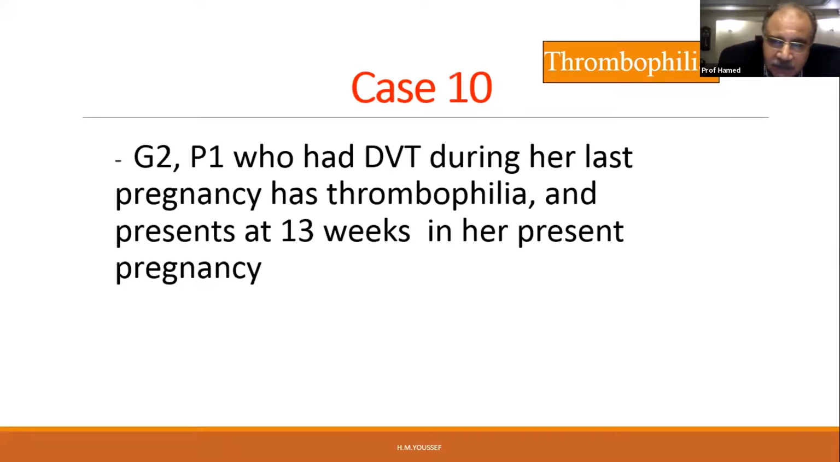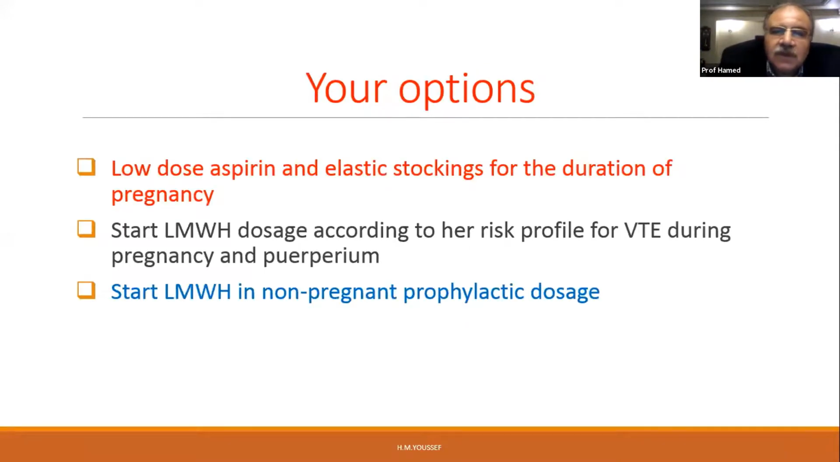Case number 10. Gravida 2 para 1 who had DVT during her last pregnancy and has thrombophilia, presented at 13 weeks in the current pregnancy. What shall you do? Low-dose aspirin and elastic stockings for the duration of pregnancy. Start low molecular weight heparin dose according to her risk profile and risk assessment for VTE during the current pregnancy and puerperium, or start low molecular weight heparin in a non-pregnant prophylactic dose.